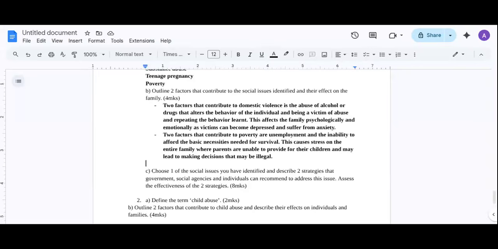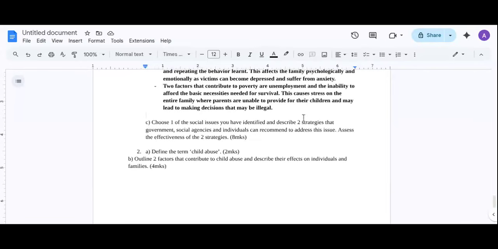And then I looked at poverty. Two factors that contribute to poverty are unemployment and the inability to afford basic necessities needed for survival. This causes stress on the entire family where parents are unable to provide for their children and may lead to making decisions that may be illegal. So good, we would have answered that.